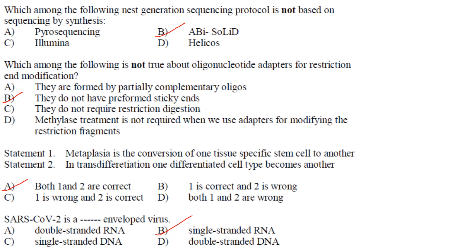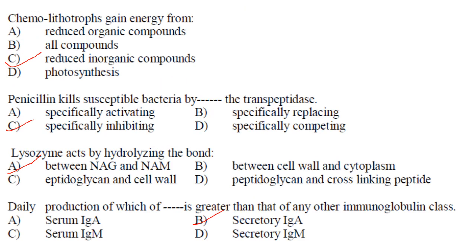The next one. SARS-CoV-2 is a dash enveloped virus. So it is a single stranded RNA virus. Everybody knows that. It was there in papers. So SARS-CoV-2 is a single stranded RNA virus. Then chemolithotrophs gain energy from reduced inorganic compounds. Answer is option C.